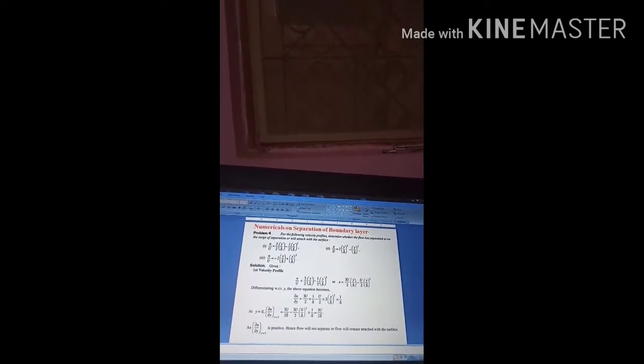That we have already seen. So the boundary layer will remain attached with the surface, and that is the favorable condition. So this velocity profile is a good profile which should be followed.